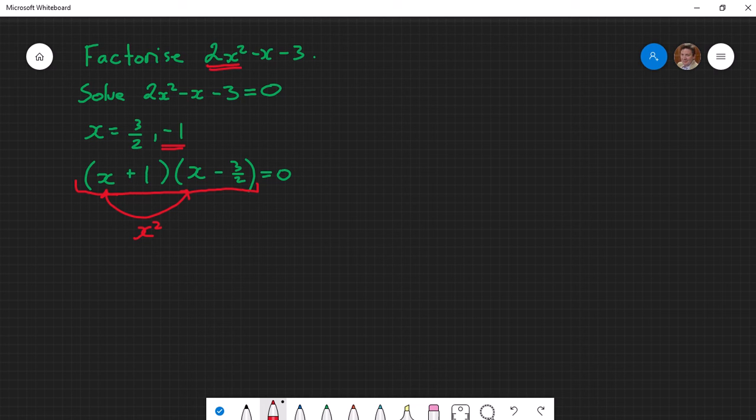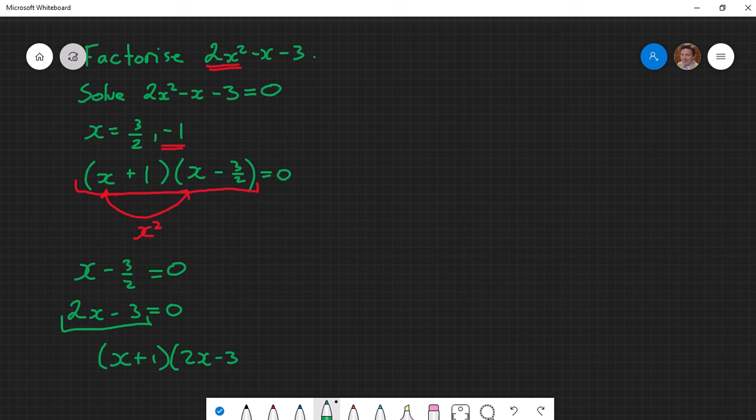So we just need to modify this. If we look at the factor x minus 3 over 2, and multiply through by 2, that will give us the factor that we're looking for. So the final answer will be x plus 1 times 2x minus 3.